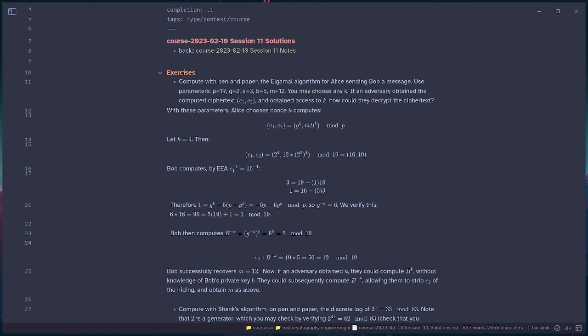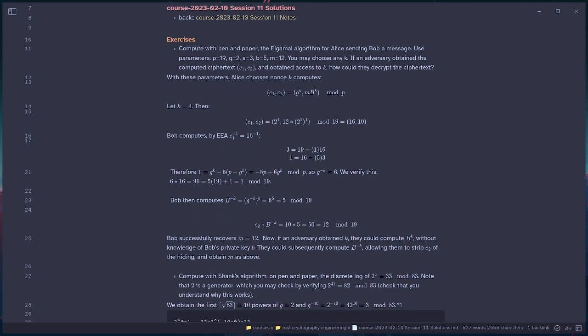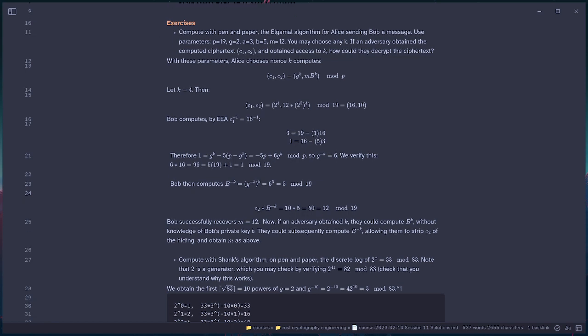So we're going to start off with a review of the solutions from last week. The exercises from last week were basically just getting practice computing on pen and paper the Elgamal algorithm and Shank's algorithm, which we covered in last week's session. So the solutions are up and they're pretty straightforward. So I'm going to leave them on the site for you to review in your own time.